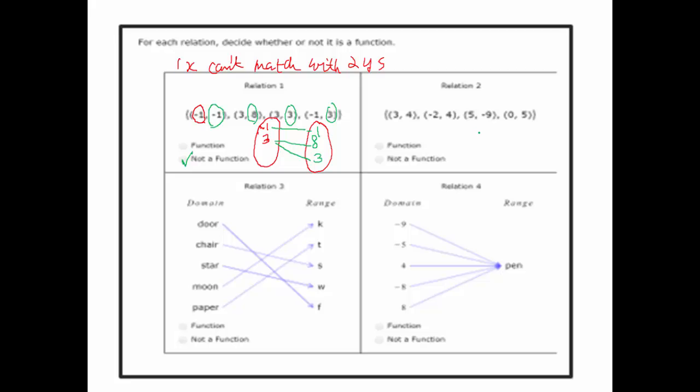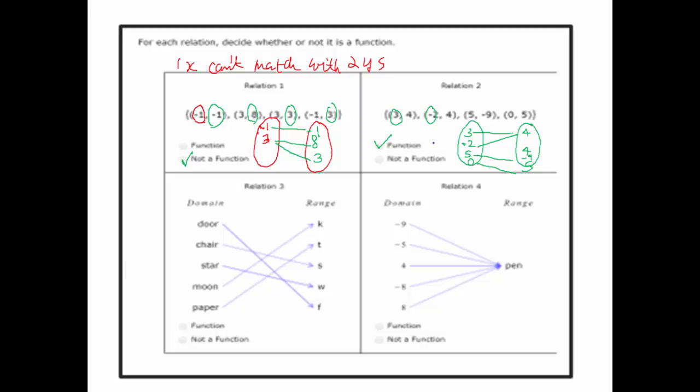We're going to do the same thing here, drawing x and y in a mapping format. We have 3, negative 2, 5, and 0 for the x. For y, we have 4, negative 9, and 5. We use lines to represent the relations. So 3 goes to 4, negative 2 goes to 4, 5 goes to negative 9, and 0 goes to 5. Every x matches a unique y. Even though two x's go to one y, that's okay. So this is a function.